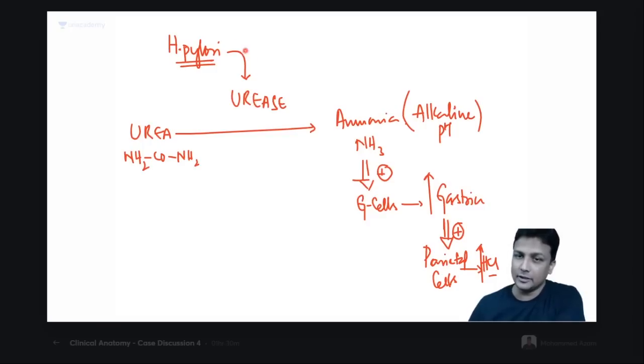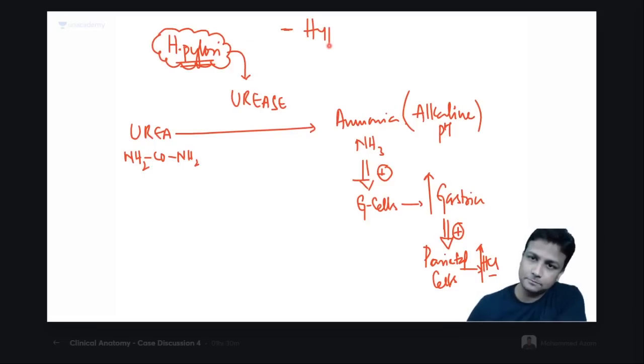I'm repeating here. H. pylori bacteria is going to produce the enzyme urease, and the urease enzyme is going to split the urea to form ammonia. Because of ammonia, there is an alkaline pH. The alkaline pH will stimulate the G cells. G cells will secrete more gastrin, and more gastrin will stimulate the parietal cells to secrete more HCl. So, my dear friends, remember, H. pylori is causing what? You have to remember two important terms here: hypergastrinemia.